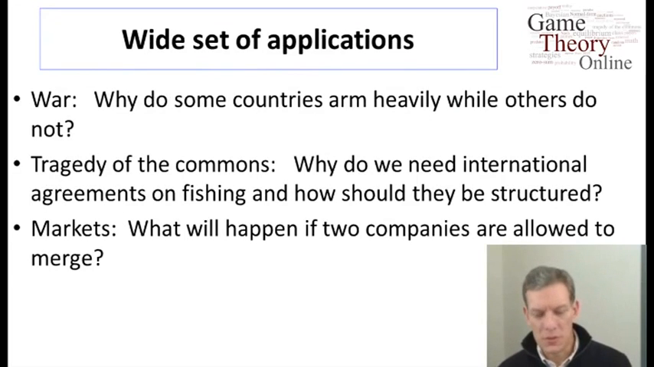So let's start by talking through a few examples of the potential applications that game theory has been used for. So just to throw some out, war: why do countries arm differently? So you see some countries which are very heavily armed and spend a lot of their GDP on armaments, while other countries spend very little. Tragedy of the commons: how do we structure international agreements in order to make sure that we don't deplete resources too extensively? How should the international agreements be structured? Markets: what will happen if we allow two companies to merge that are actually large companies and might come to dominate a market?